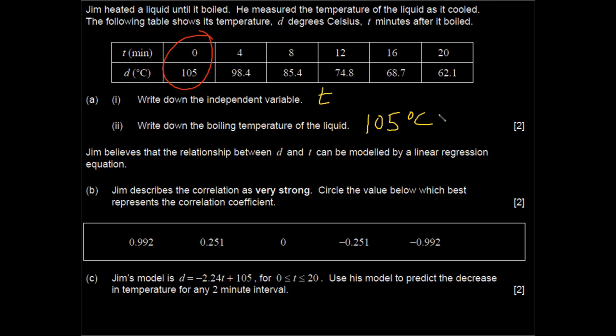Then it says, Jim believes that the relationship between D and T can be modelled by a linear regression equation. Jim describes the correlation as very strong. Circle the value below which best represents the correlation coefficient. If it's a positive value and close to 1, that represents a strong positive. So this one is going to be strong and positive.